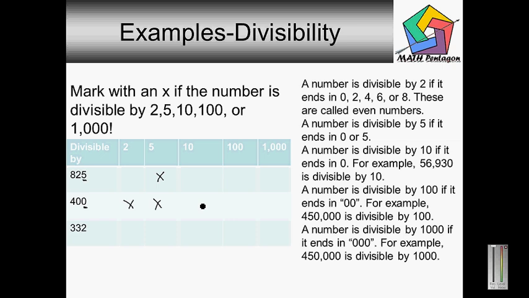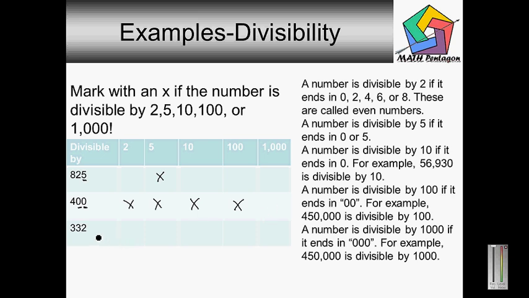A number is divisible by 10 if it ends in 0. Yes, so we put X here. A number is divisible by 100 if it ends in 0, 0. Yes, we have 2 zeros at the end, so we put X here. And a number is divisible by 1,000 if it ends in 0, 0, 0. No, it can't be, because we only have 2 zeros. A number is divisible by 1,000 if it ends in 3 zeros, so no, we don't put X here.